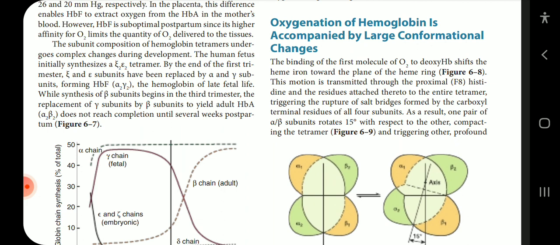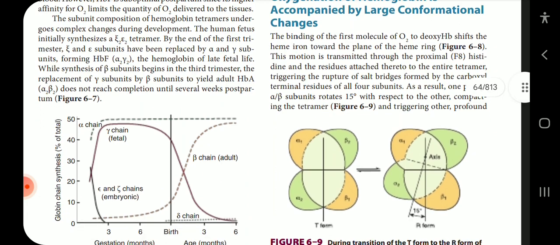This motion is transmitted through the proximal F8 histidine and the residues attached thereto onto the entire tetramer, triggering the rupture of salt bridges formed by the carboxyl terminal residues of all four subunits. As a result, one pair of alpha-beta subunits rotates 15 degrees with respect to the other, compacting the tetramer.